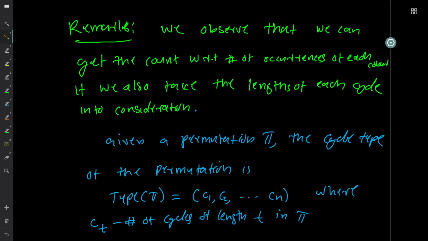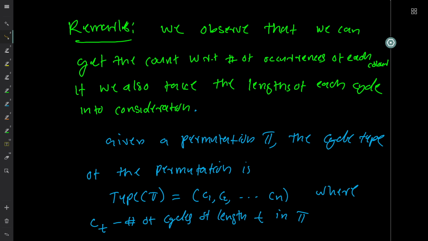So, continuing our observation, let us write the cycle type of a permutation as the n-tuple. We are looking at permutations of n elements. Then the cycle type of a permutation pi is the n-tuple C1, C2, etc., Cn, where Ct is the number of cycles of length t in pi. So the Ci's could be zeros; it is always a non-negative integer.